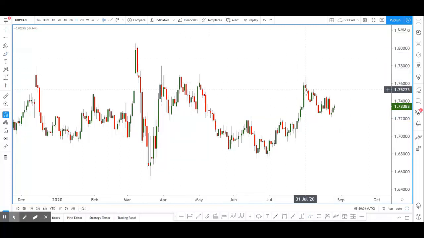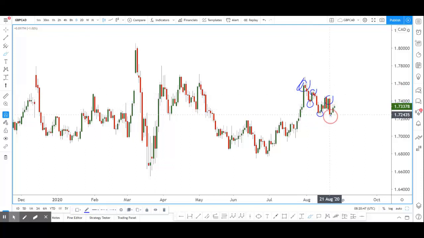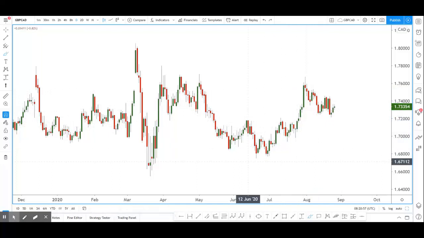On the daily, it's very easy to see that price has made a high here, and it has made a low, a lower high, and a lower low, a lower high, and a lower low. Very simply, price is in a downtrend. Despite the strong push up here, price is somewhat in a downtrend now.